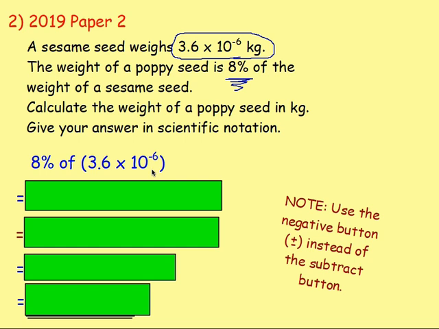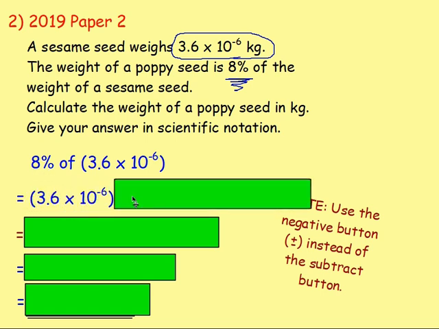So how do you work out 8% of something? There's two ways. You could either do 8 divided by 100 times the 3.6 times 10 to the power of negative 6. Good, so you could do the 8 divided by 100 and then times by this number that's in scientific notation. Or, you could reverse that as well. You could do the scientific notation number, divide that by 100 to get 1%, and then times by 8. Perfect, it doesn't matter which way around you do it. Divide one of the numbers by 100 and then times by the other number.